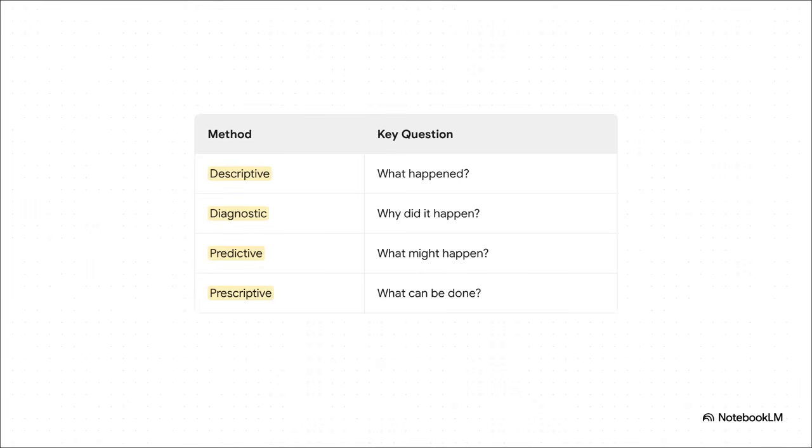Remember, descriptive analytics is all about telling you what happened. Diagnostic digs in a little deeper to figure out why it happened. Predictive looks to the future to tell you what might happen. And prescriptive gives you recommendations on what can be done. Just think of these as the strategic foundation for any analysis you're doing.